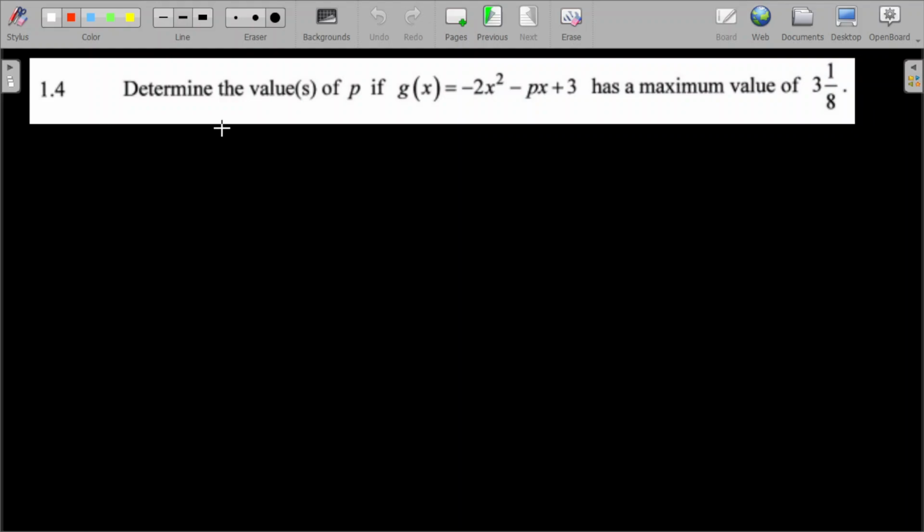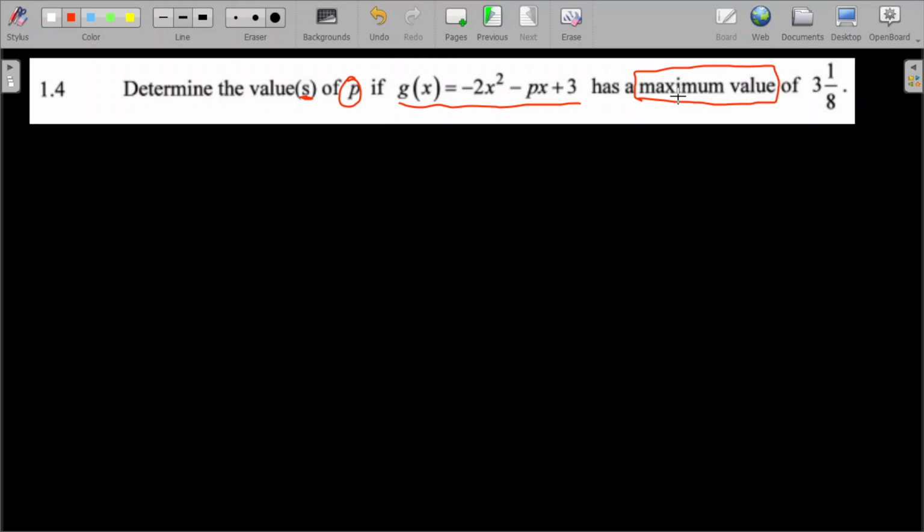Here they're asking us to determine the value, or the values, of p if I'm having this function that has a maximum value. Now this maximum value is very important, this word here, having the maximum value, because it's telling us in terms of what it is that we have to do.